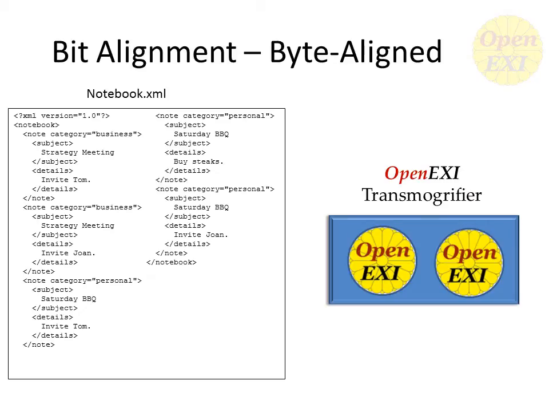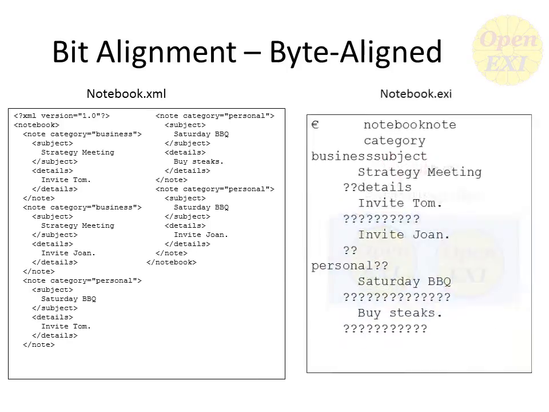There are three types of bit alignment used for EXI streams: byte-aligned, pre-compress, and bit-packed. Each represents a further shift away from human-burdened XML to more efficient XML interchange files. Byte-aligned files are the most human-readable productions from OpenEXI.